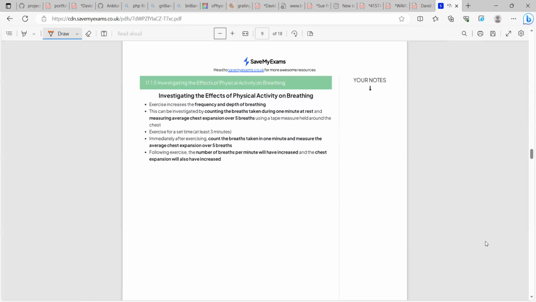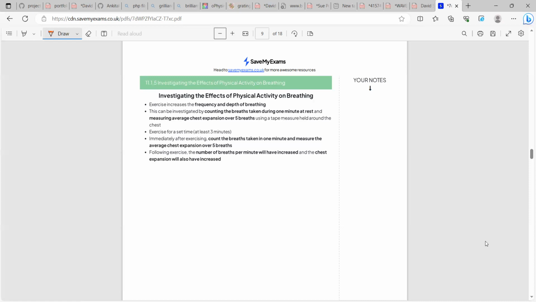How is your breathing? You start what? You breathe more and faster. Perfect. You're going to breathe more heavily, and the rate of gaseous exchange will be more, isn't it? So I'm going to read the points here. Exercise increases the frequency and depth of breathing. So you start making sounds as you are breathing, right? Because you'll be trying to get as much air as possible.